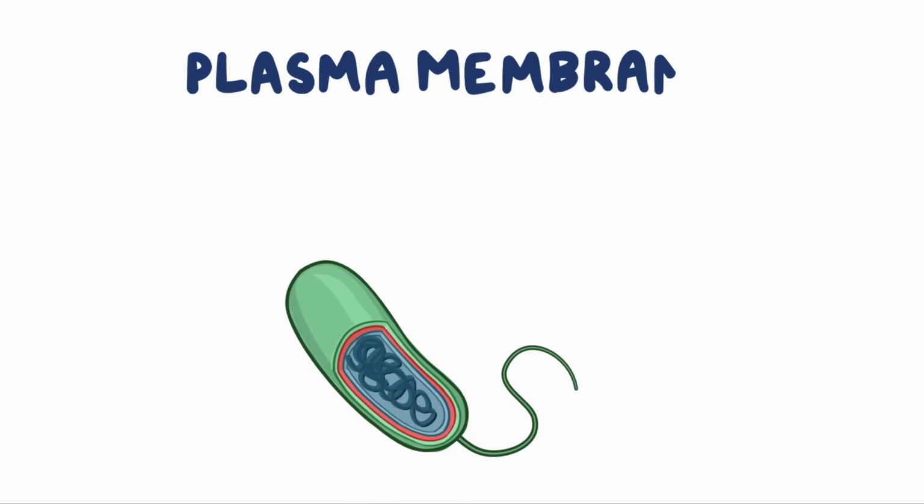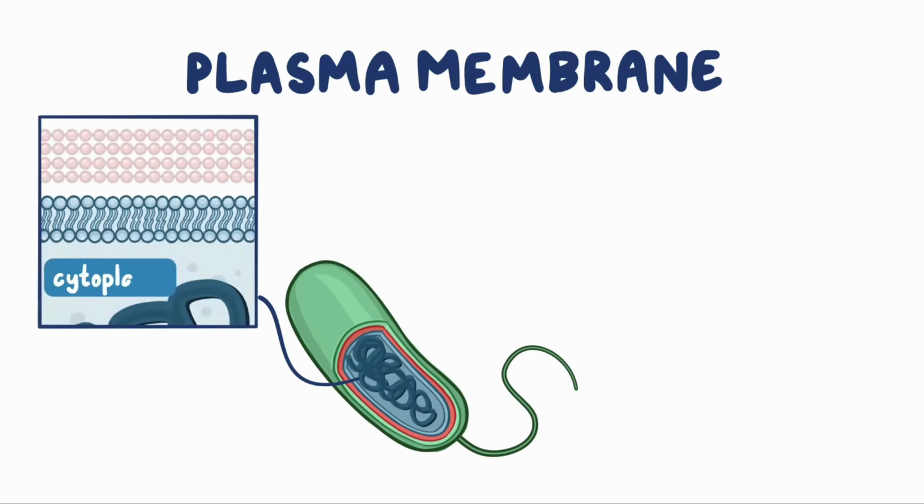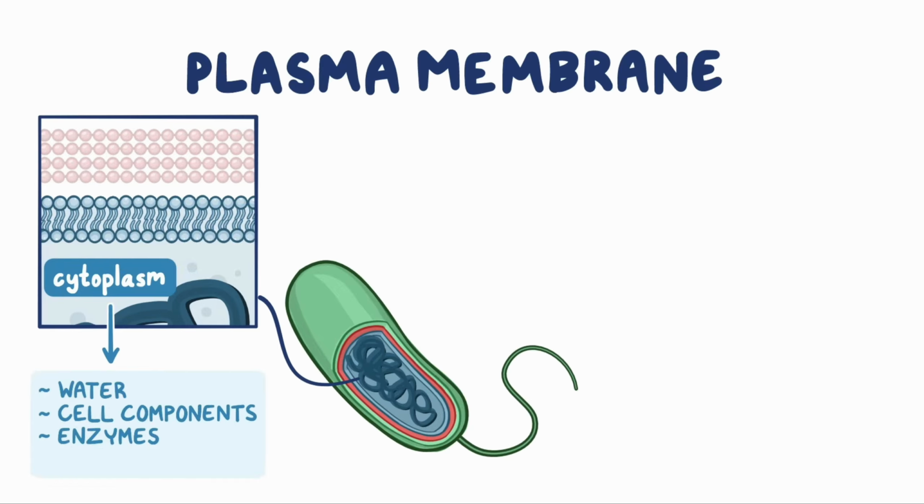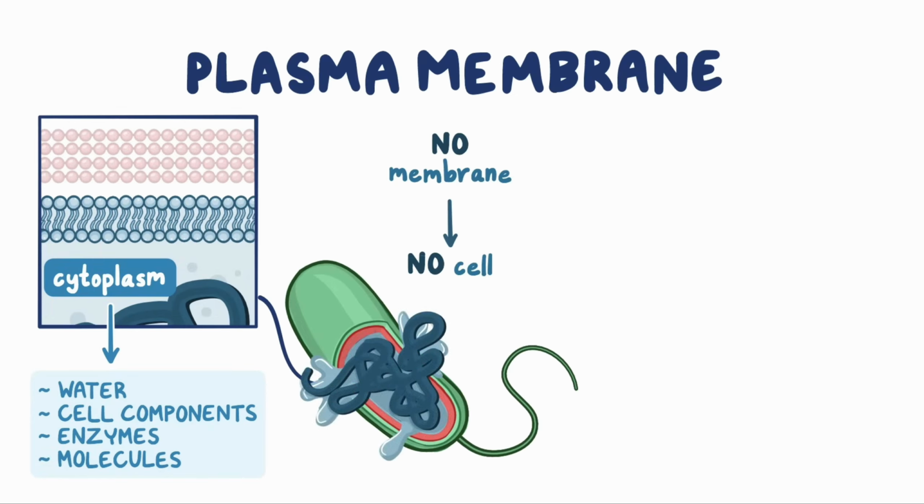Underneath the bacterial cell wall, there's the plasma membrane, which is the most important layer because it encloses the cytoplasm, which is a gel-like substance composed mainly of water that also contains cell components, enzymes, and various organic molecules. If the plasma membrane is removed, the cell's contents spill into the environment, and the cell no longer exists.